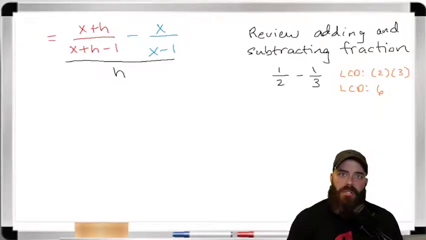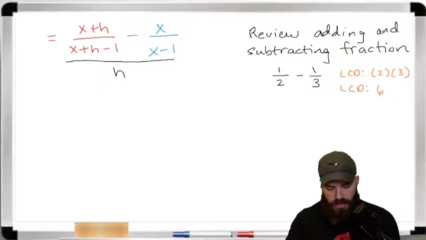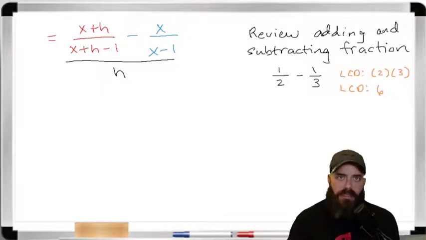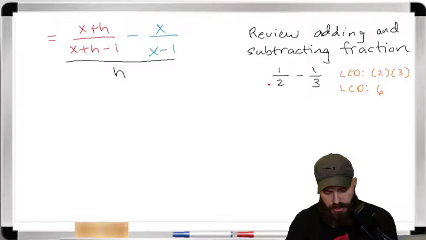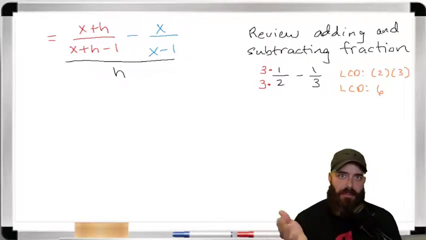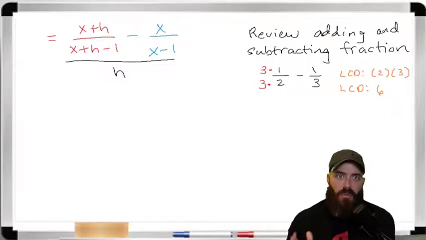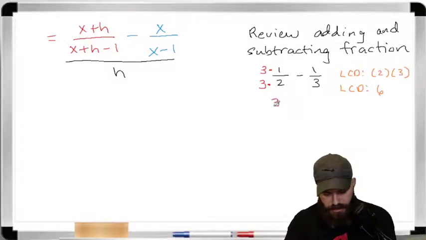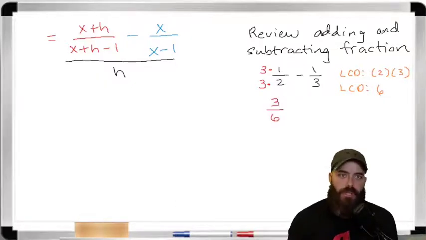Now I need to make both of these have a denominator 6. In order to make 1/2 have a denominator 6, I multiply the top and bottom by 3. You have to multiply the top and bottom by 3 because then you're not changing the value of the fraction. 3 times 1 is 3, and 3 times 2 is 6. 3 over 6 is 1/2.